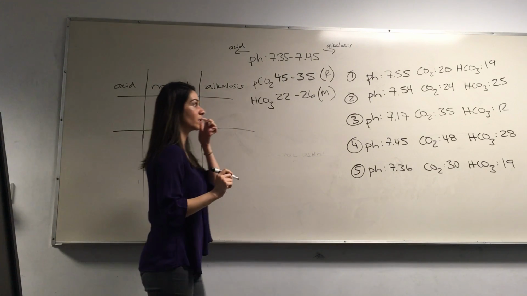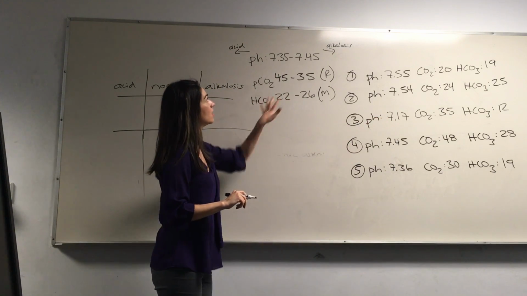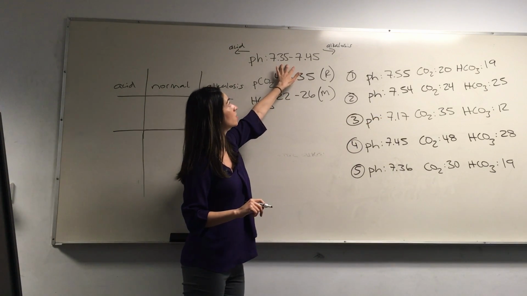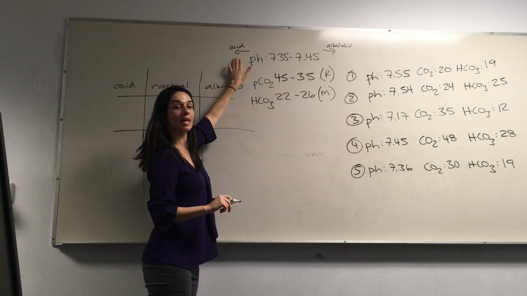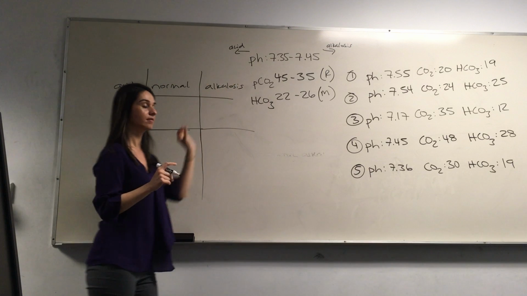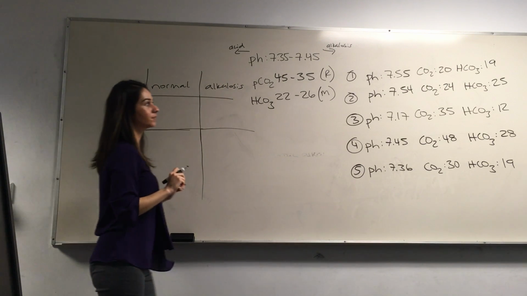Let's move on to the next one. Your pH, 7.17. So let's look at our normal range. So 7.17 is less than 7.35. So our pH is on the acidic side. So you're going to put it on the acidic side.